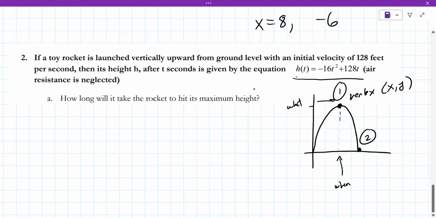Place two is when it hits the ground, when it finally lands. And they tend to only ask those two things. So you only seem to ever have those two situations.